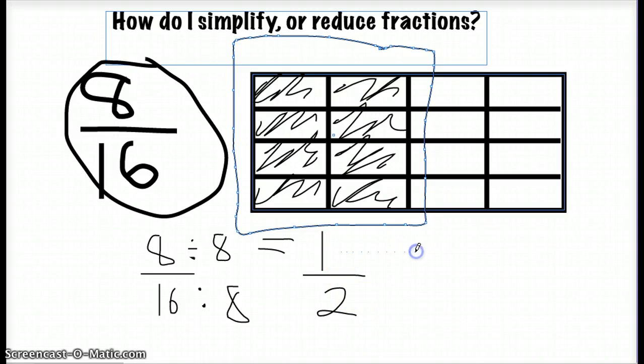Now that I have 1 as my numerator, since I made it a unit fraction, now I know that this is as simplified as it's going to get. I'm having a little trouble writing here, but that's okay. Now that 1/2 is simplified, we've reduced it successfully.